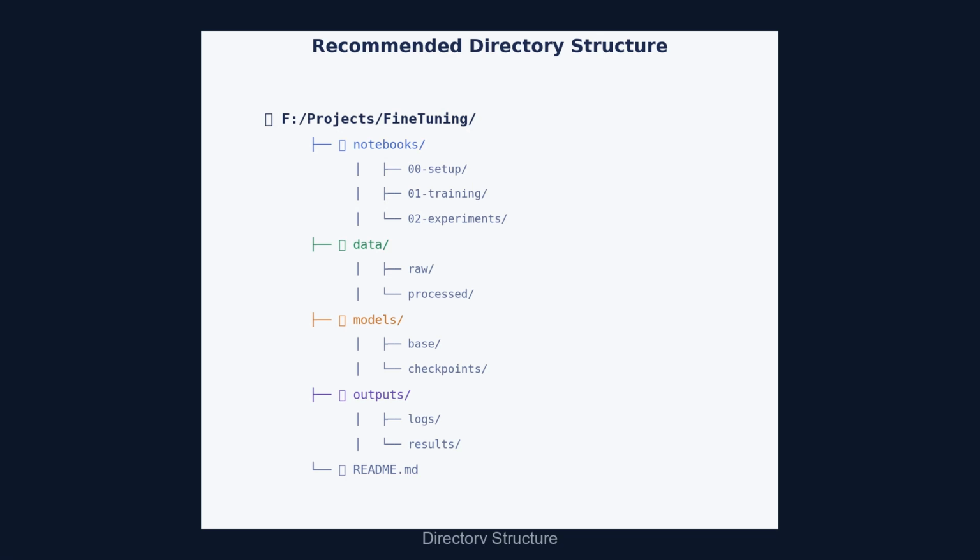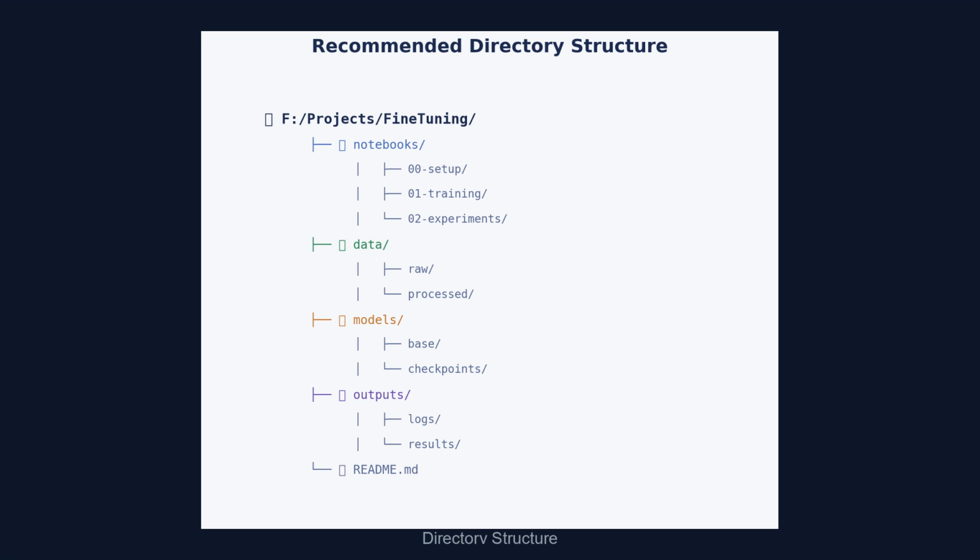This image displays the recommended directory structure for organizing your fine-tuning project in Jupyter Notebook. Having a well-organized directory is essential for maintaining clarity and efficiency as you work through your experiments. At the top level, we have the main project folder titled Fine-Tuning. Inside this folder, there are several key subdirectories. The Notebooks folder is where you'll keep your Jupyter notebooks, with 3 separate folders for setup, training, and experiments. This hierarchy ensures that all relevant scripts are easy to find and run in the right order.